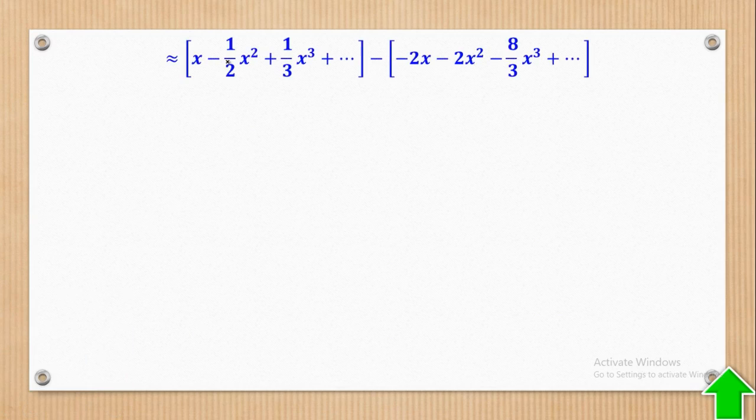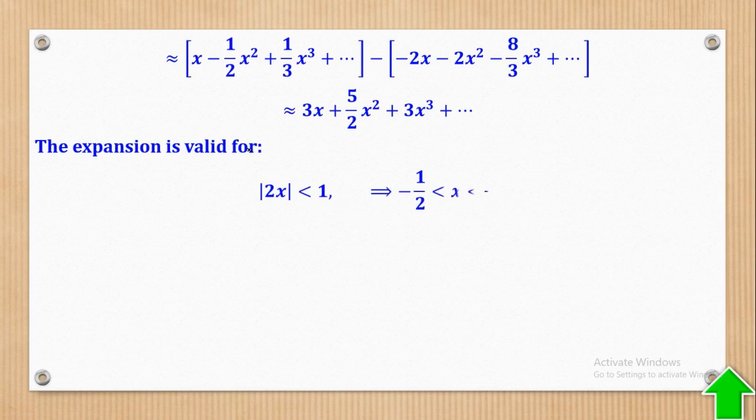So when you simplify, you'll come up with that. Simplify, collect like terms, you'll come up with that. So the expansion is valid for the magnitude of 2x less than 1, which is the same as negative a half less than x less than a half.